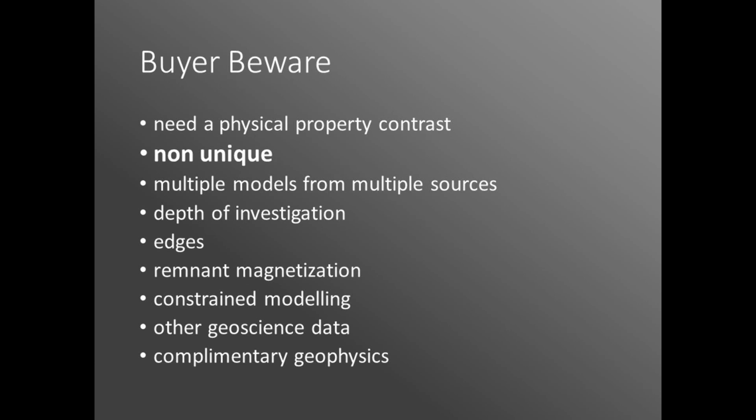Like I said before, in all of these methods, you need a physical property contrast. So don't bother modeling and inverting if you don't have that. And I warn again, it's non-unique. That means you can have multiple types of geology and multiple models that fit the data. So it's a good idea, if you can, to get multiple models from multiple sources. What do I mean by that? It can mean two things. It could be using different vendors' software on the same data type and comparing those results and seeing where they agree. Or it could mean adding complementary information.